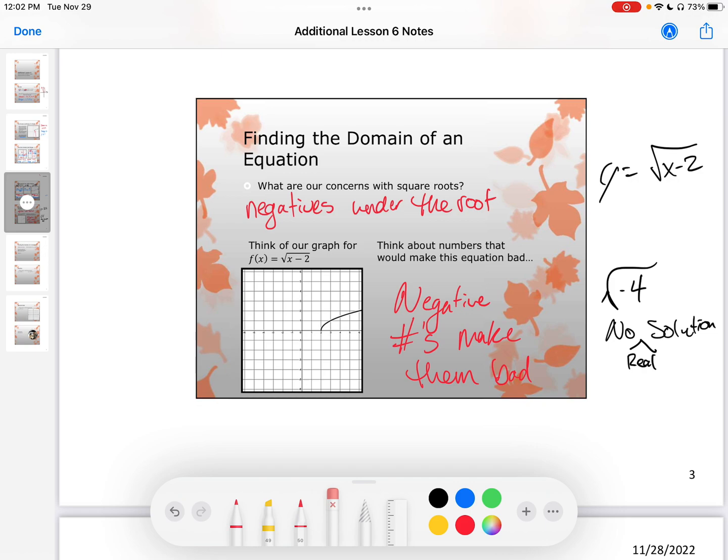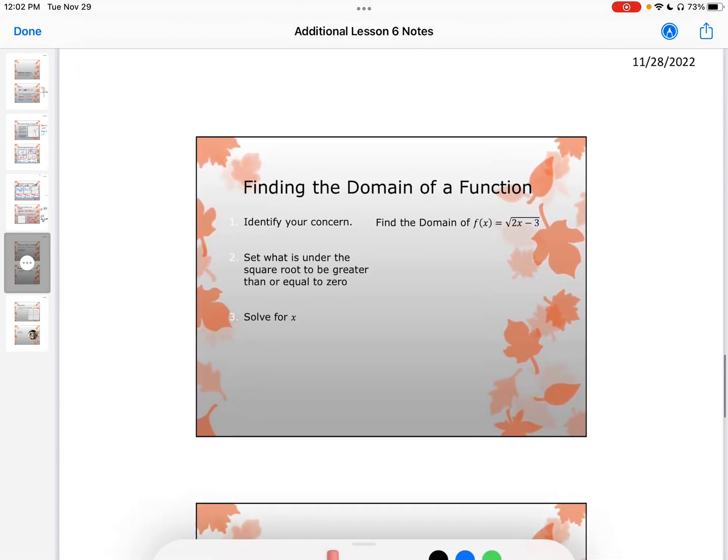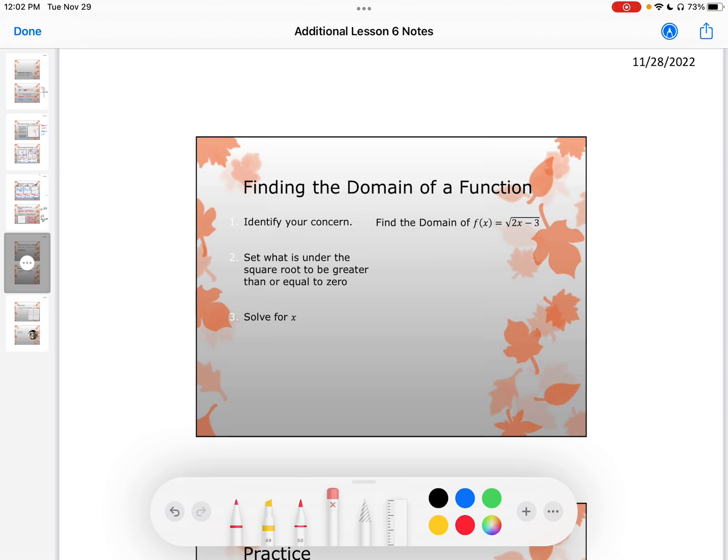But if we don't have the graph, how can we go about finding the domain of these equations? So let's go ahead and practice. We need to make sure that there are no negatives underneath the root. So the first thing that we're going to do is list our concern. Right now we've only had one concern, and it is that there are negatives under the root. I cannot have negatives underneath the root. So what is underneath the root? If I look at this, I've got a 2x minus 3 that is underneath the root.